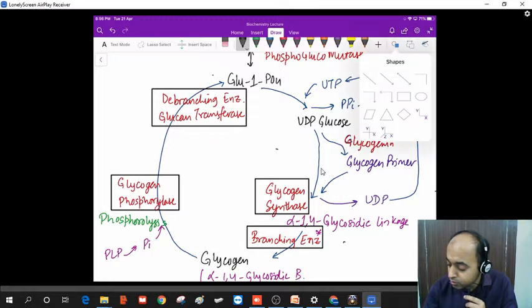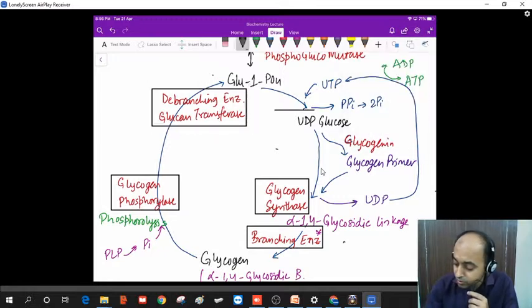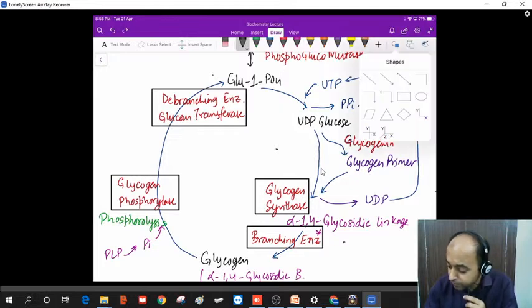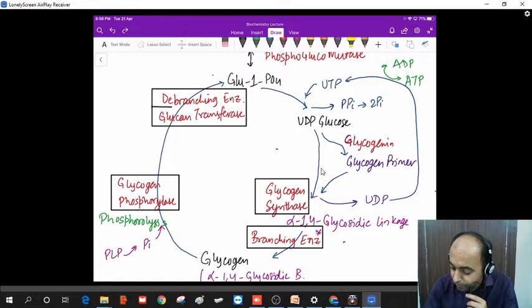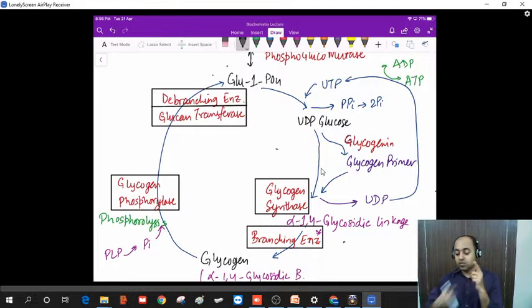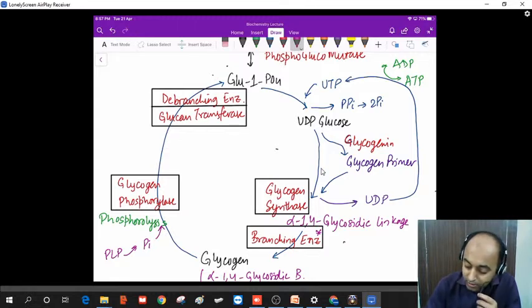A very important point to note. The two enzymes are the enzymatic function of the same protein. Both enzymatic functions are present within the same protein, so I've made the same box divided into two. The two enzymes are the catalytic domains of the same protein. But what is very important to remember here is the debranching enzyme does not cause phosphorylasis, it causes hydrolysis.